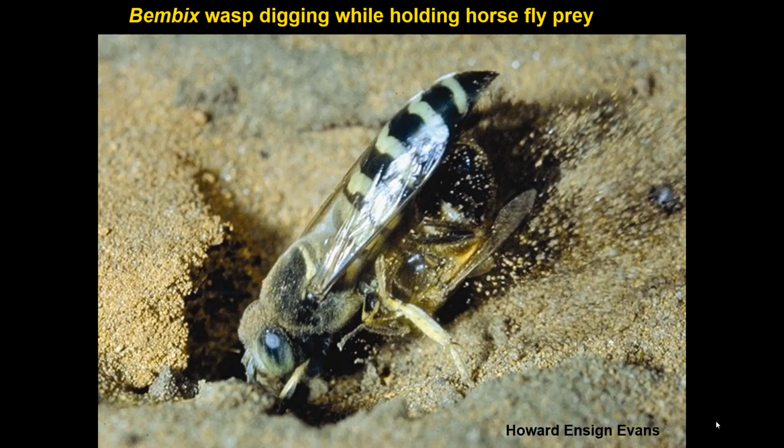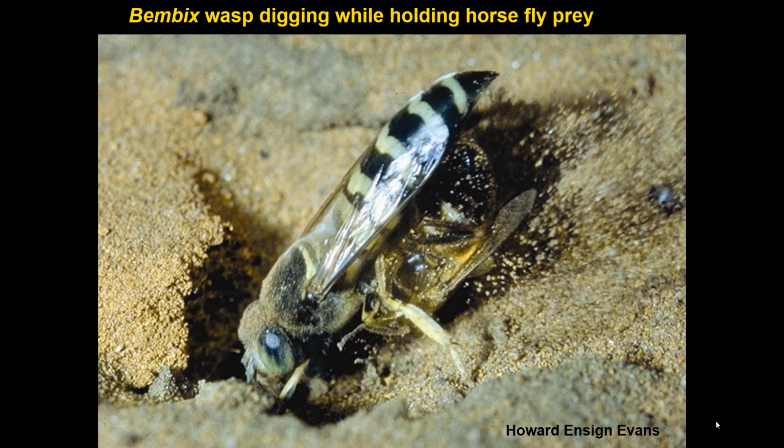This is one that nests in sandy sites. It goes after flies, the sand wasps and the Bembix or Microbembex wasp. They nest in sandy sites and hunt flies and maybe provision a cell with 3, 4, 5 kinds of flies.